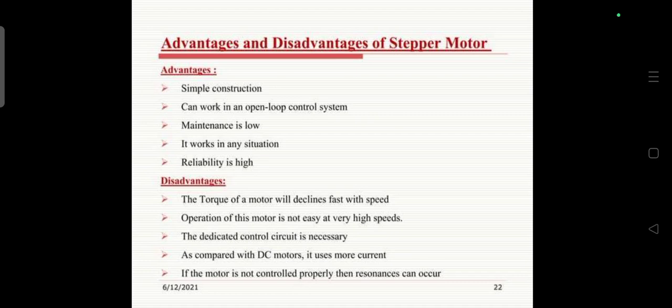Then the advantages and disadvantages of the stepper motor. Advantages: simple construction, it works in an open loop control system, the maintenance is low, it works in any situation, and reliability is high. The disadvantages of the stepper motor: the torque of the motor will decline fast with speed. A dedicated control circuit is necessary. Operation of this motor is not easy at very high speed. As compared with the DC motor, it uses more current. If the motor is not controlled properly, then resonance can occur.